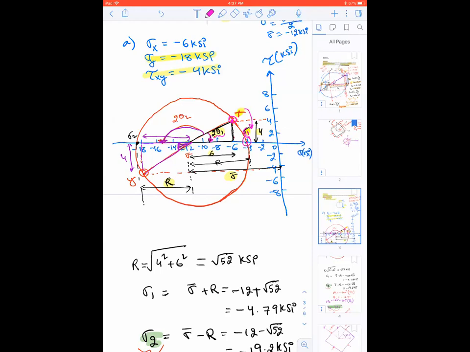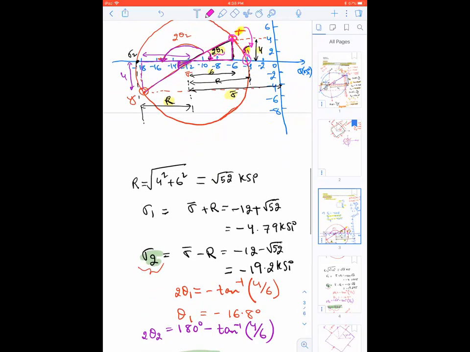Okay, so if you draw this perfect circle, you can use a protractor to actually measure the angle. You will get it if you draw it to scale. But since I did not draw it to scale, a lot of the time people sketch it. So I am actually using trigonometry to calculate the angle. Considering this little triangle, opposite by adjacent, I wrote 2 theta 1 is equal to minus tan inverse of opposite by adjacent, 4 by 6. Why minus? Because it was going clockwise. So that gave me an angle of negative 16.8 degrees.